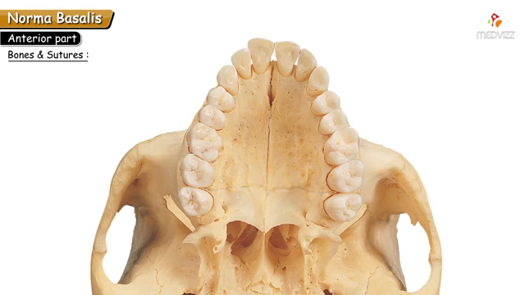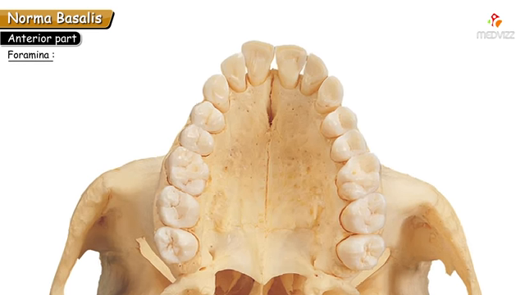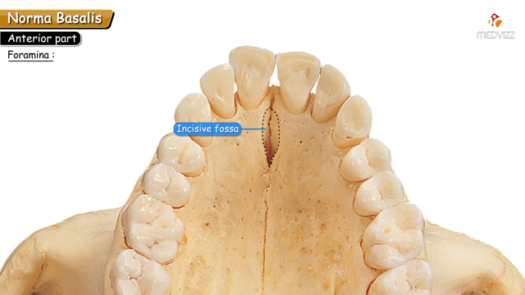And one more thing is near the posterior border of the hard palate. So just next to the posterior border of the hard palate, there are faint elevations like curved ridges which are called as palatine crest. And now we shall understand about the openings, that is the foramina present in the anterior part of Norma basalis. So first is the incisive fossa.